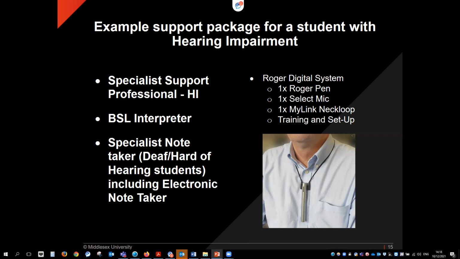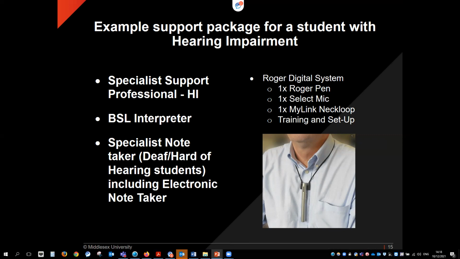Of course, British Sign Language interpreter for lectures and seminars where this is required. And of course, the specialist note taker for class.